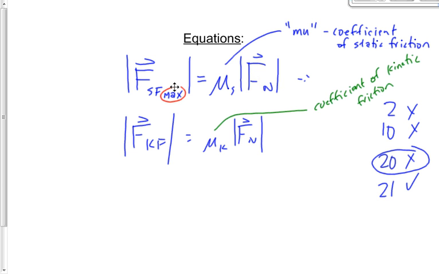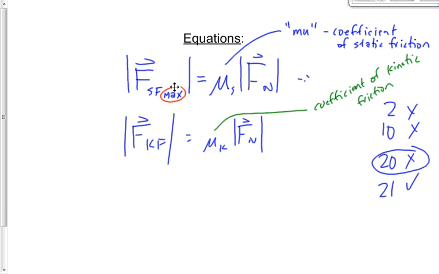So let's go back to Tyler's desk again for a second. I push with 2 newtons, doesn't move. What kind of friction do I have? Yep, static, right. Now, what's the value of static friction when I push on it with 2 newtons? 2 newtons. Push on it with 10 newtons, doesn't move. What kind of friction do I have? Static. What's the value of static friction?